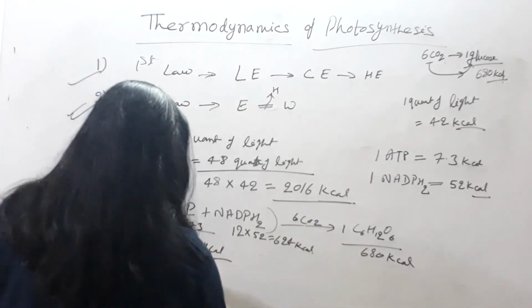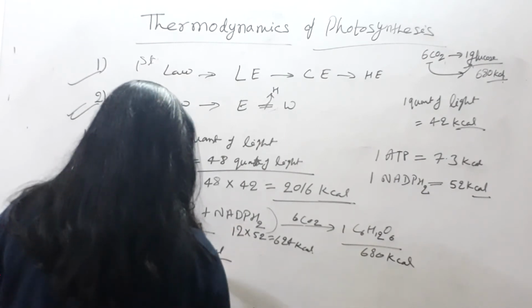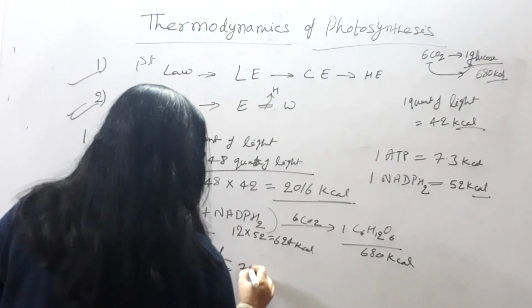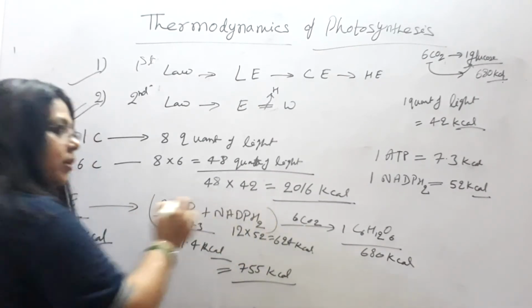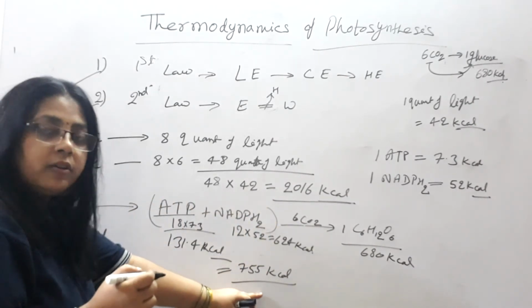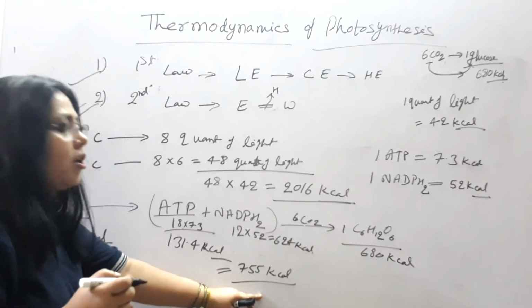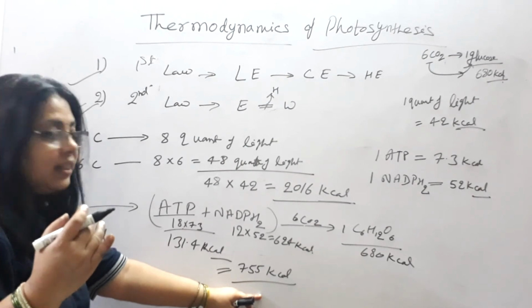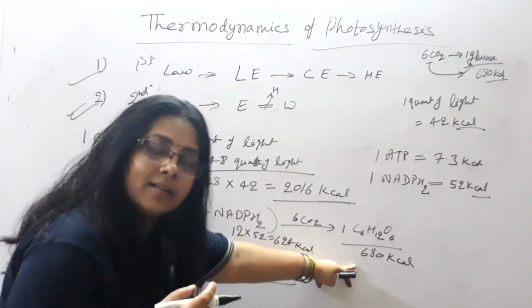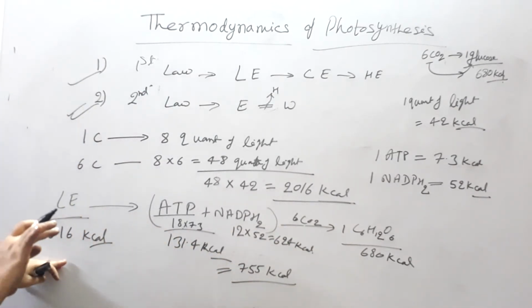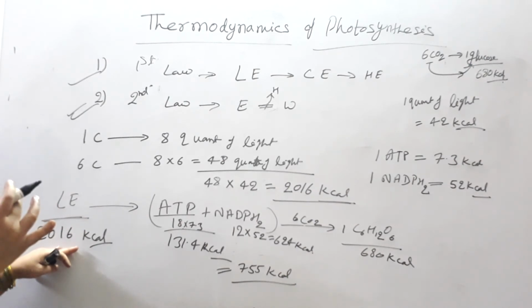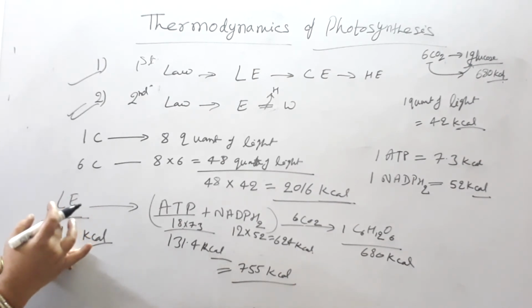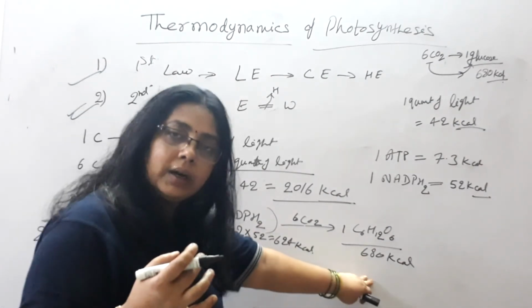After adding the total amount, this plus this one is equal to 755 kilocalories. It means assimilatory power has 755 kilocalories of energy. The final product is glucose and that has only 680 kilocalories. Fine. Here the amount of sunlight radiation energy is 2016 kilocalories. This energy at first converts into this one and after that this one.